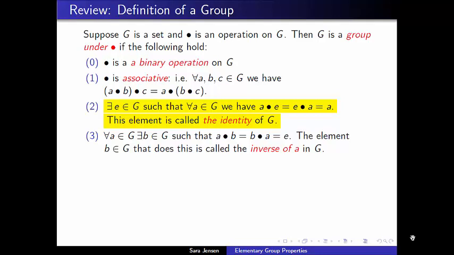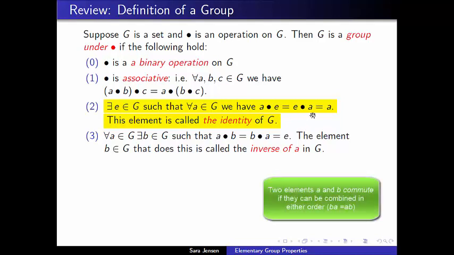Recall that one of the things we noted when we studied the definition of a group originally is that the group operation need not be a commutative operation, and so requiring that A dot E be equal to E dot A, in addition to the fact that we require it to be equal to A, we're requiring something even stronger. Not only does this element need to exist, but it must commute with every element of the group.